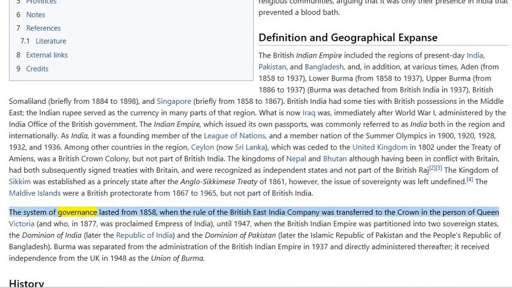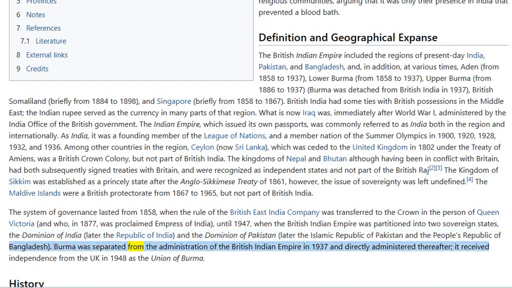The system of governance lasted from 1858, when the rule of the British East India Company was transferred to the Crown in the person of Queen Victoria, who, in 1877, was proclaimed Empress of India, until 1947, when the British Indian Empire was partitioned into two sovereign states, the Dominion of India, later the Republic of India, and the Dominion of Pakistan, later the Islamic Republic of Pakistan, and the People's Republic of Bangladesh.